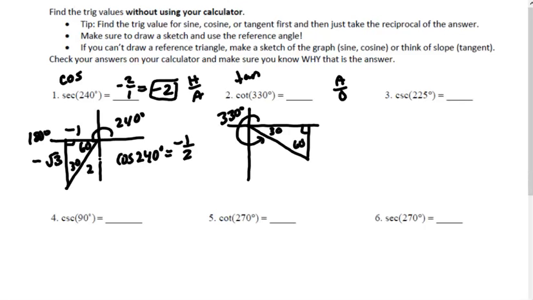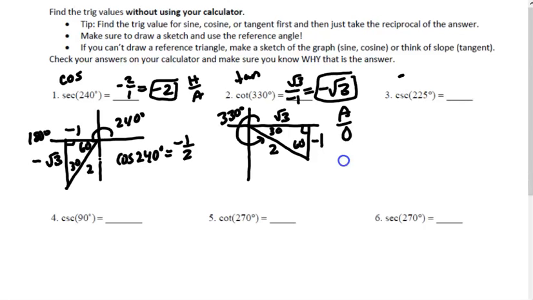So in this case, the short side is the vertical leg, and it's negative because it's in quadrant 4, so negative 1, hypotenuse is 2, adjacent side radical 3. Tangent is opposite over adjacent, negative 1 over radical 3. So cotangent is adjacent over opposite, which is radical 3 over negative 1, or negative radical 3. So adjacent over opposite is what I'm looking for here.